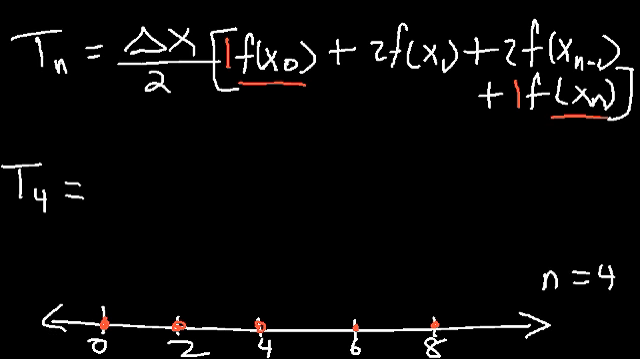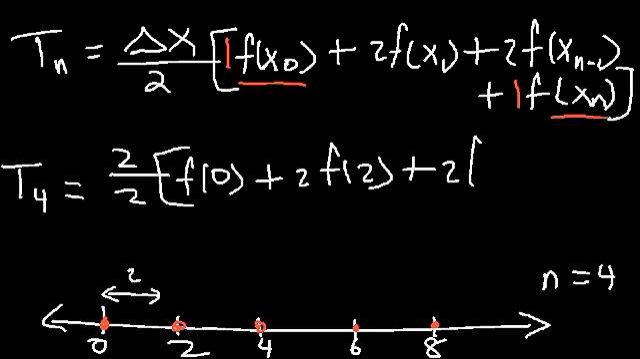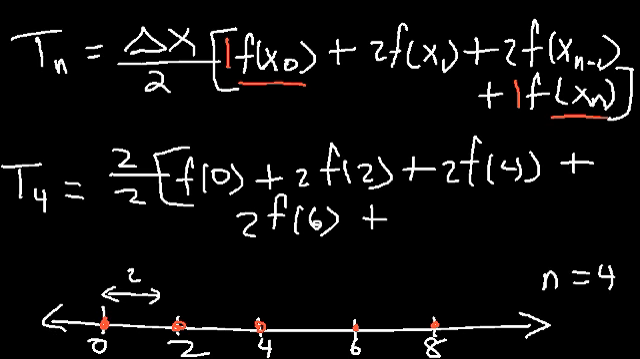Now delta x, which is the width of the interval, is still 2. So it's 2 over 2. And then f of x0, the first point, is an x value of 0. So that's f of 0. And then the next one, the x value is 2, but it's going to be 2 times f of 2, plus 2 times f of 4, plus 2 times f of 6, and then the very last term is just going to be f of 8. That's the way it works.